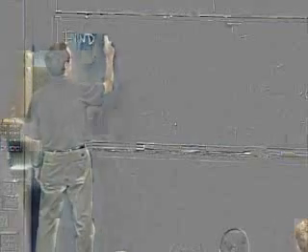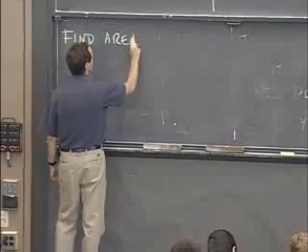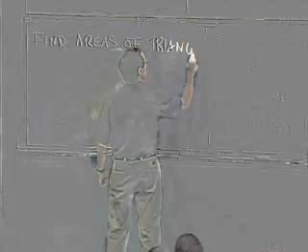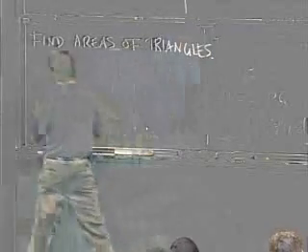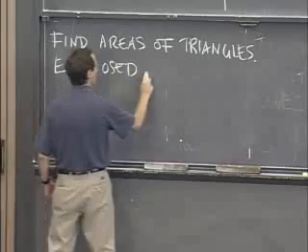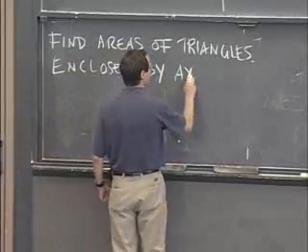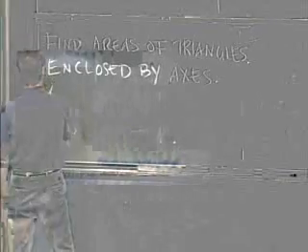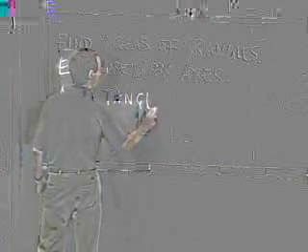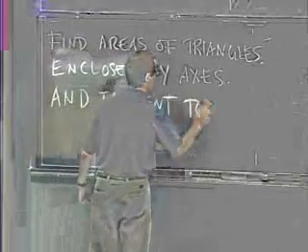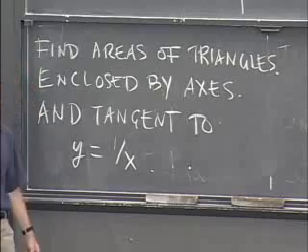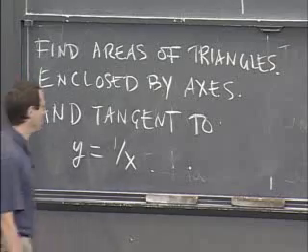So find the areas of triangles enclosed by the axes and the tangent to y equals 1 over x. Okay? So that's a geometry problem.